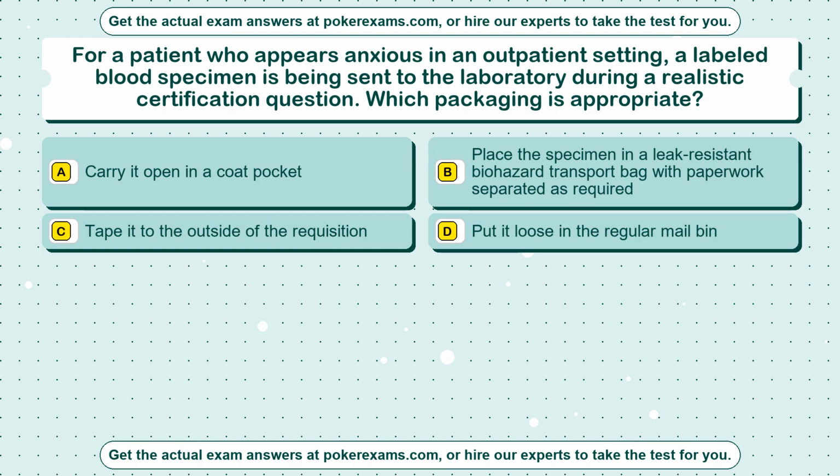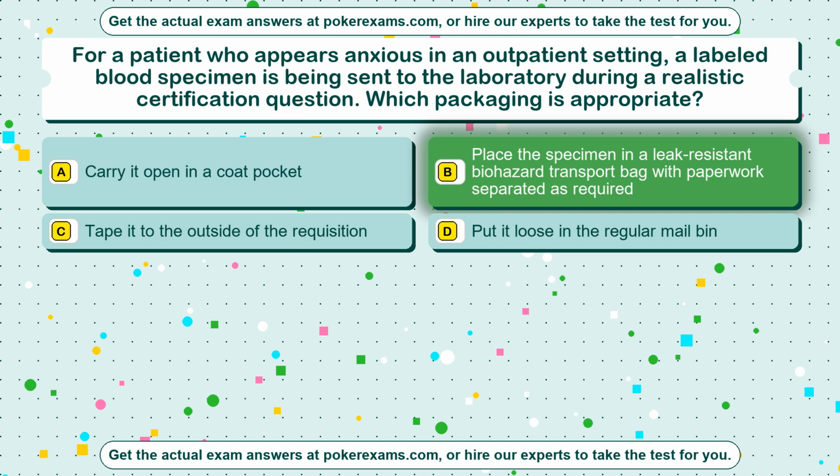Question 14. For a patient who appears anxious in an outpatient setting, a labeled blood specimen is being sent to the laboratory during a realistic certification question. Which packaging is appropriate? Option A, carry it open in a coat pocket. Option B, place the specimen in a leak-resistant biohazard transport bag with paperwork separated as required. Option C, tape it to the outside of the requisition. Option D, put it loose in the regular mail bin. The correct answer is option B.